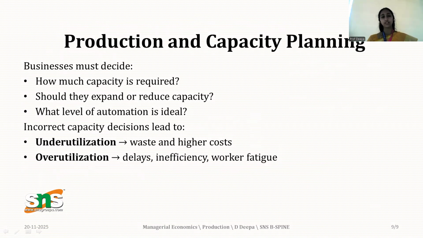So underutilization and overutilization. With under, waste and high cost will definitely be there. And with over, there is delay in production and inefficiencies inside the production process. So this is the connection between production and capacity planning. Thank you all.